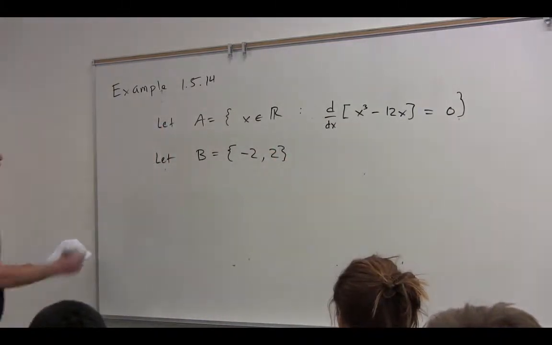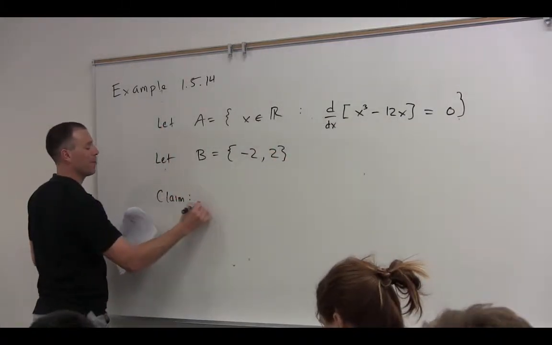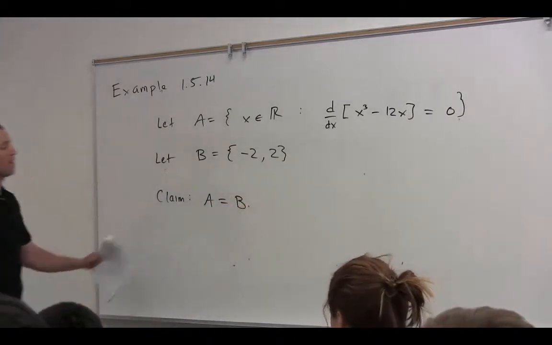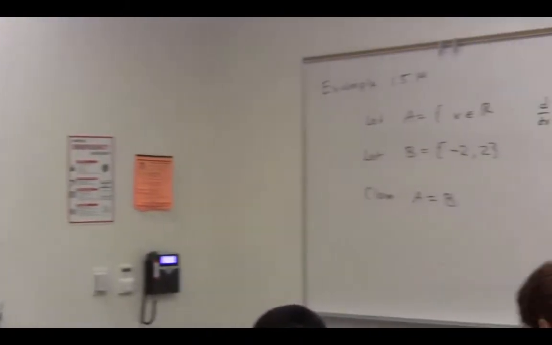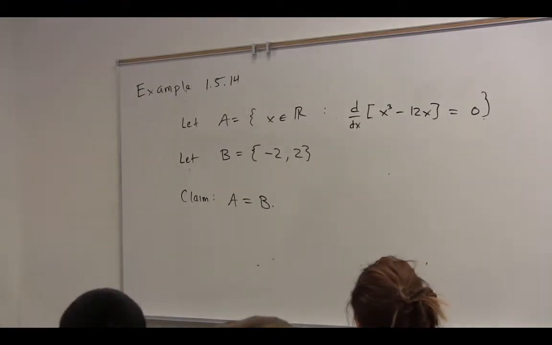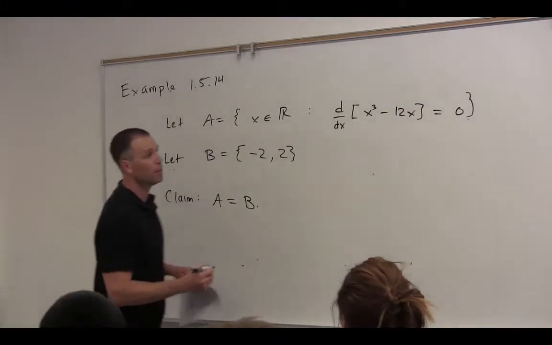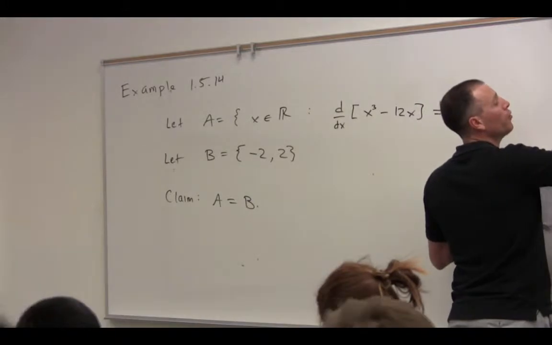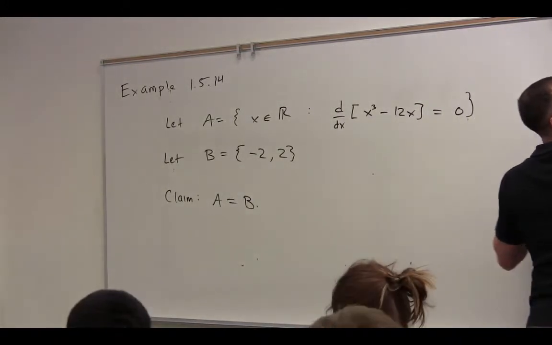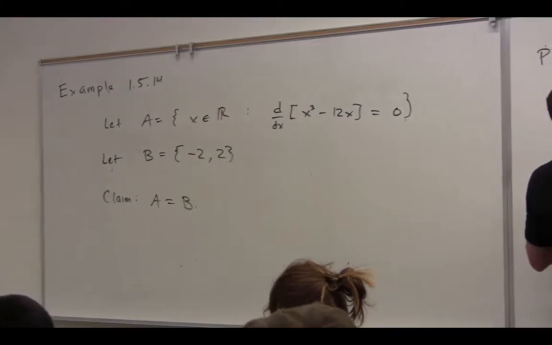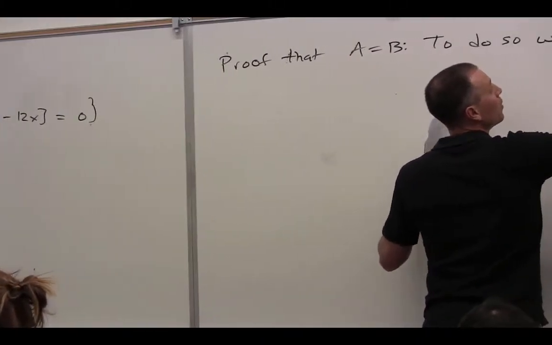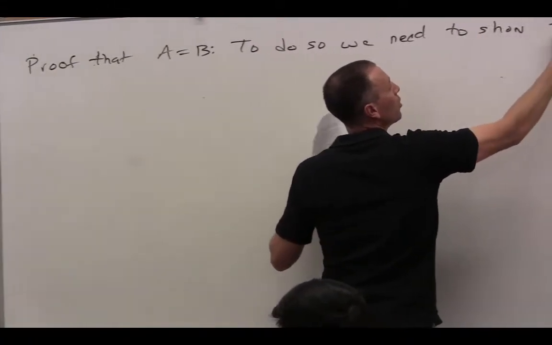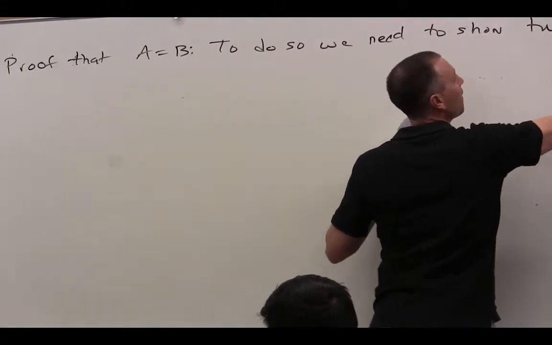Okay. Claim: A equals B. How do I do that? So the first thing to do, we're going to prove that A equals B. To do so, we need to show two steps. What are the steps?